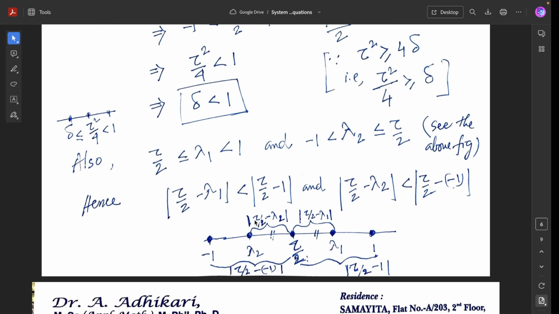Hence, the distance between λ1 and τ/2 is |τ/2 − λ1|, which is obviously less than |τ/2 − 1|. So obviously this distance is τ/2 − 1. And obviously, τ/2 − λ2, this distance is less than or equal to |τ/2 − (−1)|. So this distance.